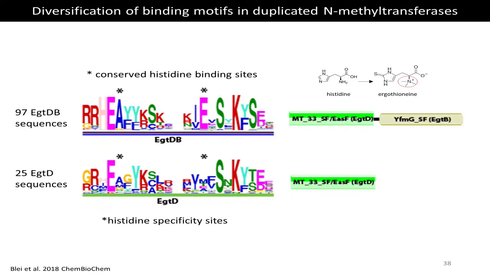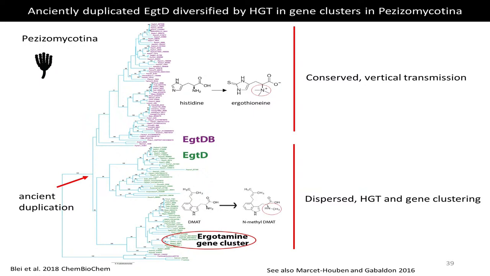The same thing has happened in the molds, but with a very different evolutionary history afterwards. There was an ancient duplication of just the EGT1 domain, but it wasn't rapidly lost. It was actually incorporated into secondary metabolism gene clusters. It happened only once anciently, and then it was rapidly incorporated into those clusters. And what do those secondary metabolism gene clusters do? They started spreading by horizontal gene transfer. And one of those is the ergotamine gene cluster.